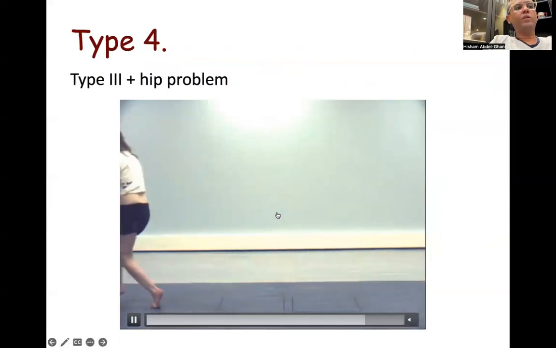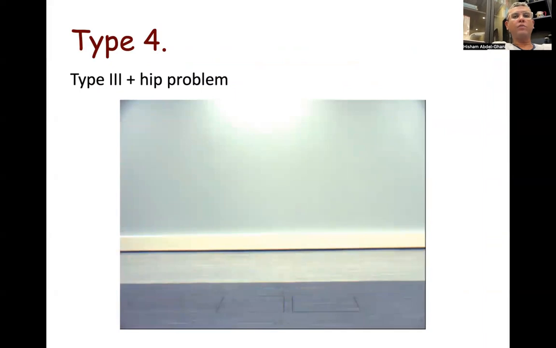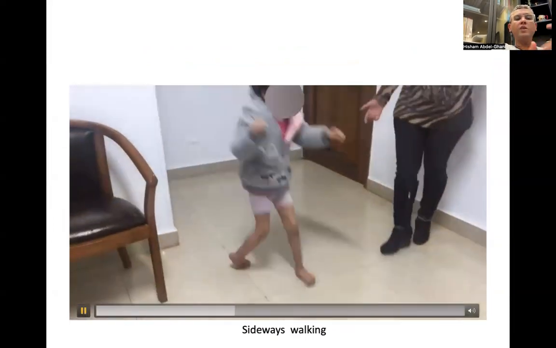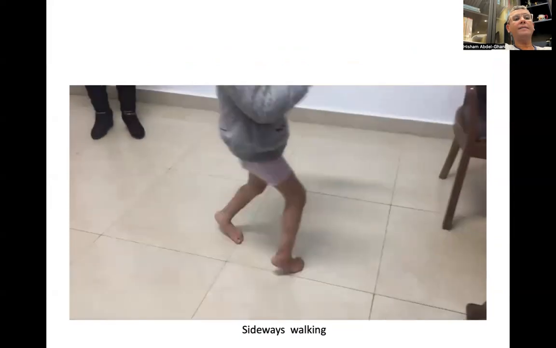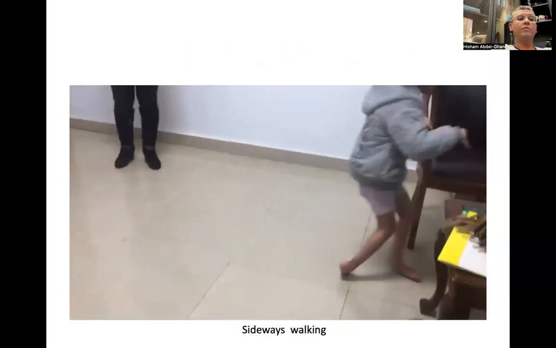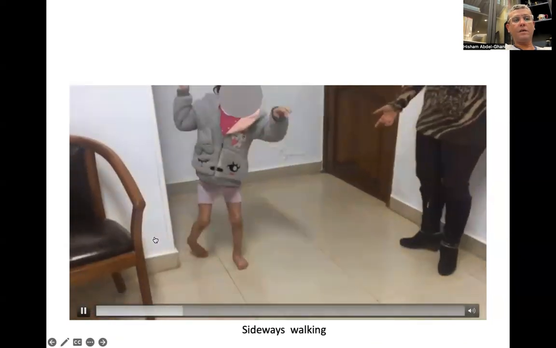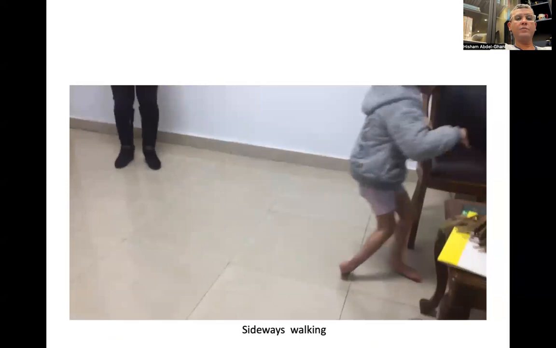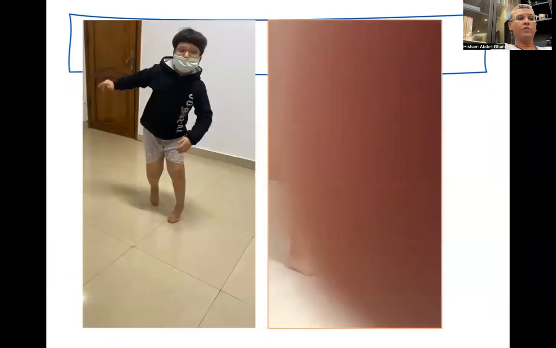And usually type 4 is not a pure or isolated form of hemiplegia. Usually it is a part of diplegia or mild form of quadriplegia. And sometimes it's very difficult to differentiate these types. Usually type 4 is associated with rotational deformities. And sometimes these rotational deformities produce side walking like this girl, and this rotational deformity has to be addressed in addition to soft tissue release.